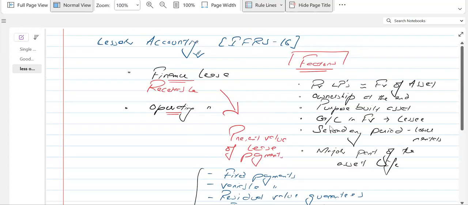And first you'd see the factors in order to determine whether the lease is a finance lease or an operating lease. If it is not a finance lease, then it is going to be an operating lease. So an operating lease is actually anything other than a finance lease. So how do we record the operating lease? An operating lease is actually recorded as rental income.